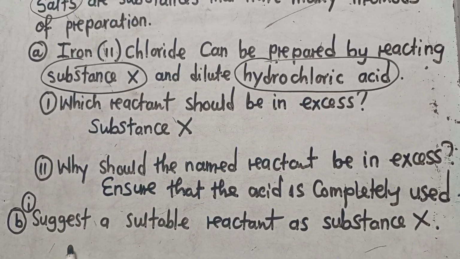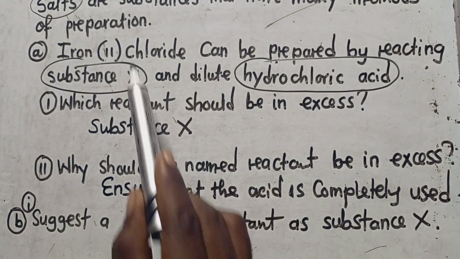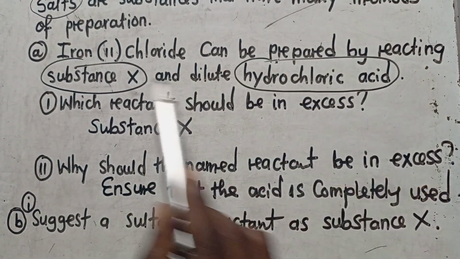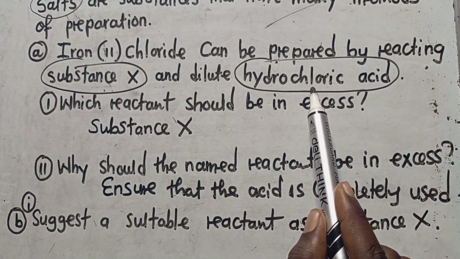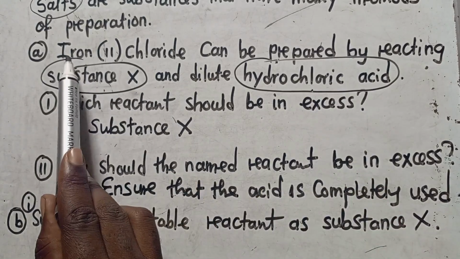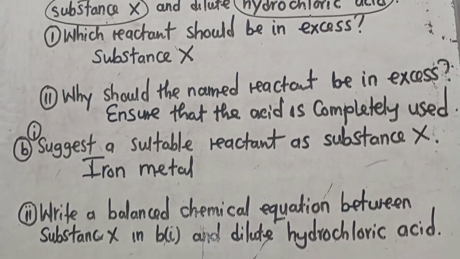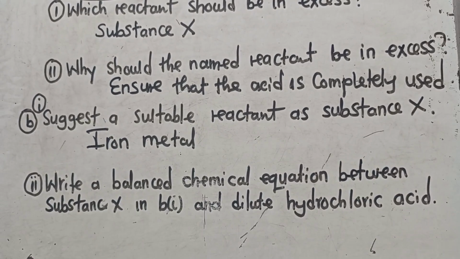We now move on to this other question. They're telling you to suggest a suitable reactant as substance X. You can even see here, this is iron chloride. When substance X and dilute hydrochloric acid react, we form iron 2 chloride. So that is a metal called iron. So here we're just going to say iron metal. There is nothing much here that you need to be worried about. I think that's one of the simplest questions that you can ever find in an exam.